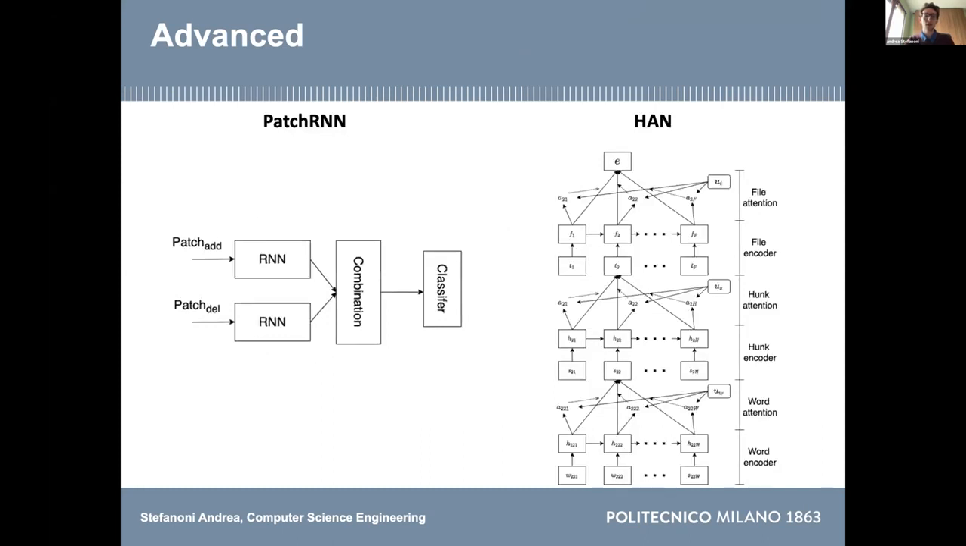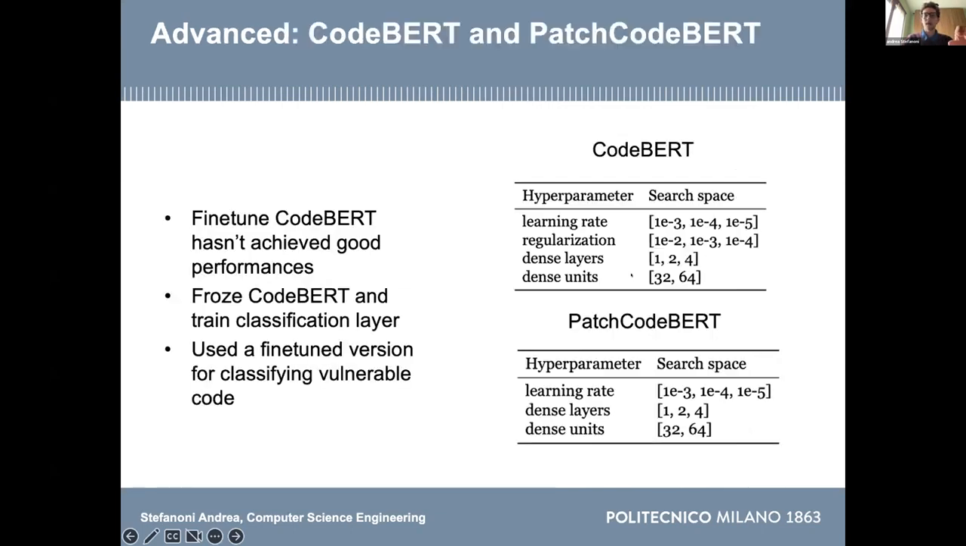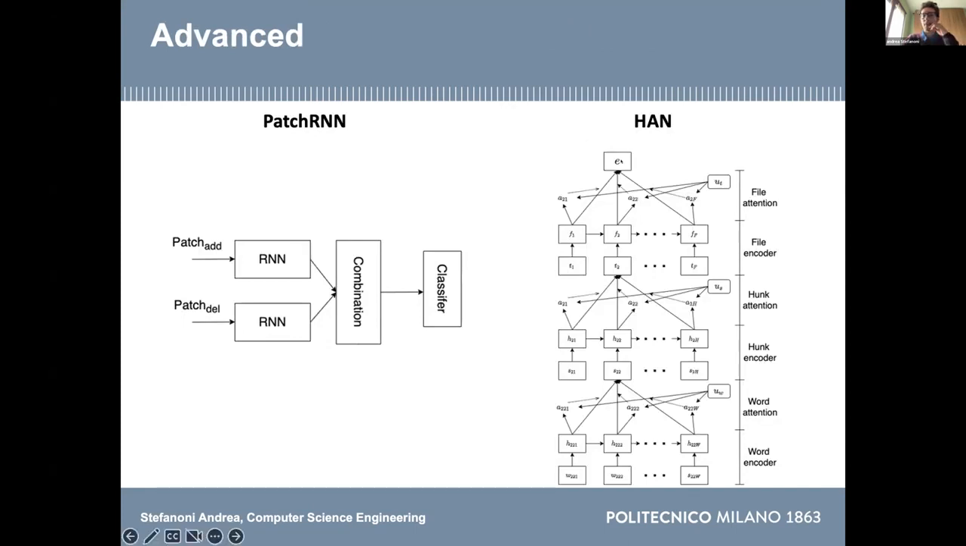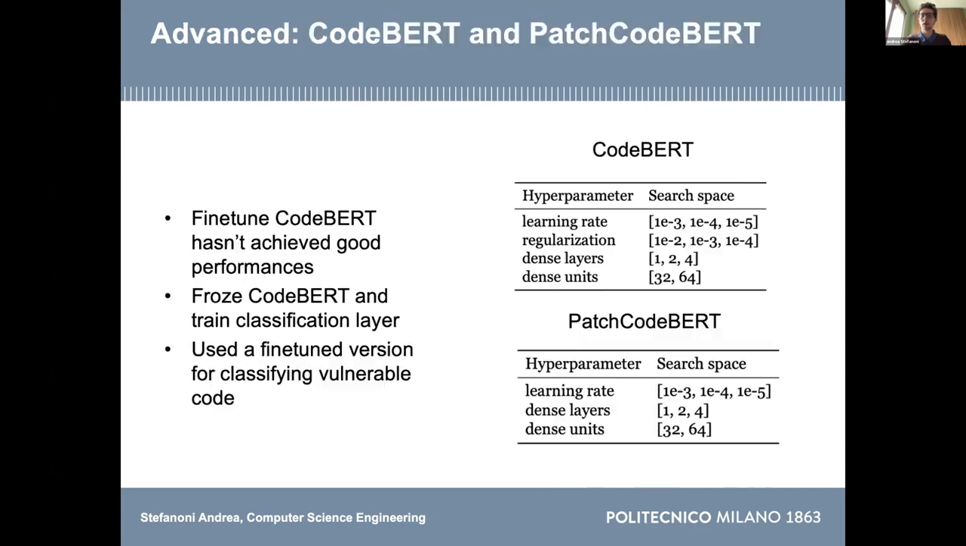The first model is the PatchRNN, which uses two twin LSTMs that share the same weights of the parameters and the same structure. The second one is the hierarchical attention network, which focuses the attention on a word encoder, a hunk encoder, and a file encoder. And then this last feature vector is the one for the added line and the other one for the deleted line, always with a twin structure.